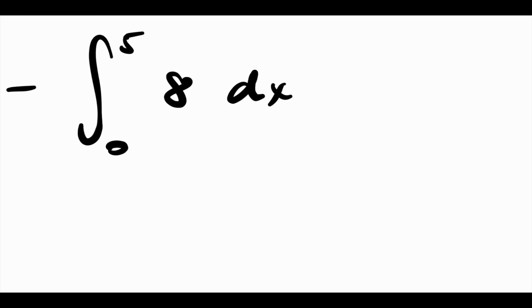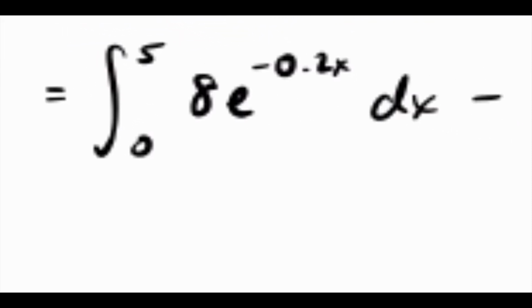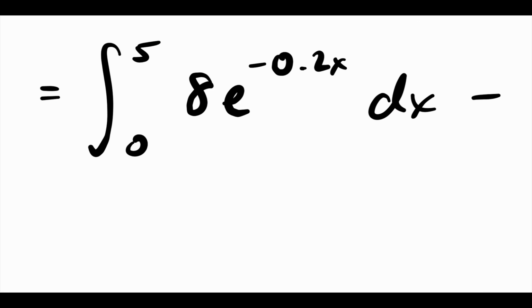What is the area of that guy going to be? 40. Yeah, 40. It's got a height of 8, width of 5. So you don't even need to find the antiderivative. The antiderivative is just going to be 8x. And then you plug in 5, you get 40. You plug in 0, you get 0. 40 minus 0 is 40. But you guys can do that, so don't worry. So this part, just don't forget about it, but it's not the part where we're going to focus on. This is the guy we need to focus on.